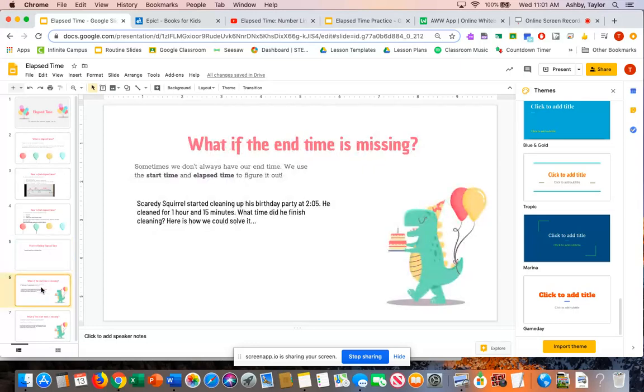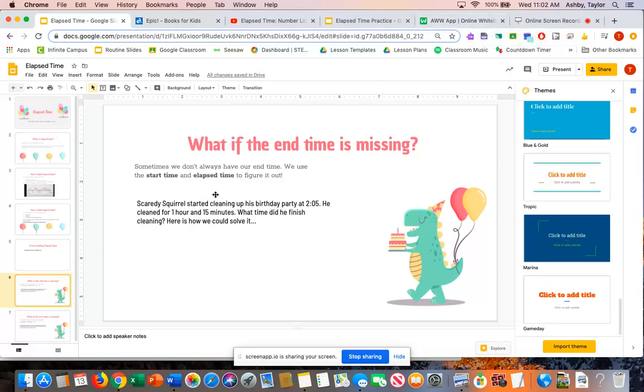Today, we're going to be thinking about two different problems in planning Scaredy Squirrel's birthday party. These problems are either going to be missing the end time or the start time. Today, I'm going to show you a website that you could use as a whiteboard to figure out some elapsed time word problems. However, if you don't want to use this app and it doesn't work well for you at home, a piece of paper or your own whiteboard at home would work well as well.